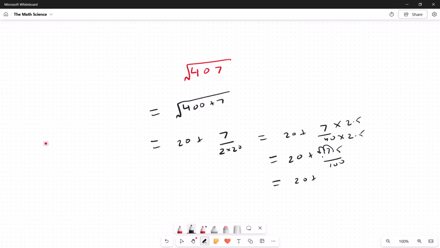So this will become 0.175. And then this is just going to be 20.175. And here's your answer.